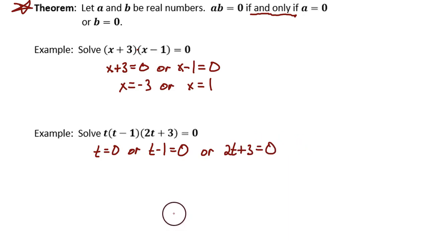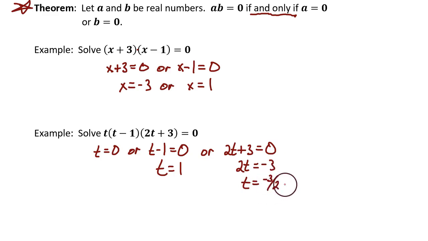Now let's solve these. The first one is already solved for t. This can be solved by adding 1 over there. This one can be solved by first subtracting 3 and then dividing by 2. So there are three possible answers for t: 0, or 1, or -3/2.